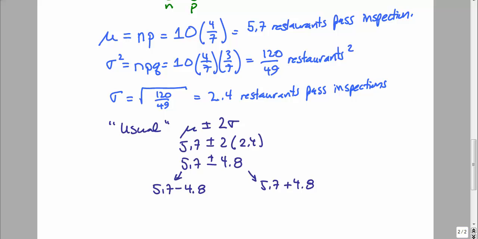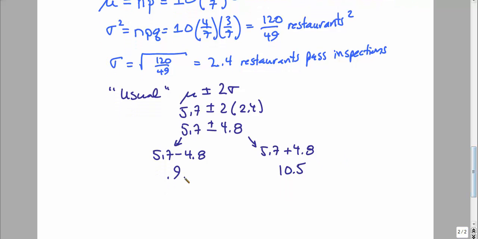So for my lower end, I have 5.7 minus 4.8, and I would have 0.9 restaurants on the lower end. And then on my upper end, and again, that 0.9 really doesn't make sense because integer values are what we're looking at here, this would go all the way up to 10.5. So the usual range would be between 0.9 and 10.5. This would be usual. So 0 restaurants passing inspection would be unusual because it's the only one that falls outside this range. Remember, this is how we find usual, going from 0.9 to 10.5 restaurants.